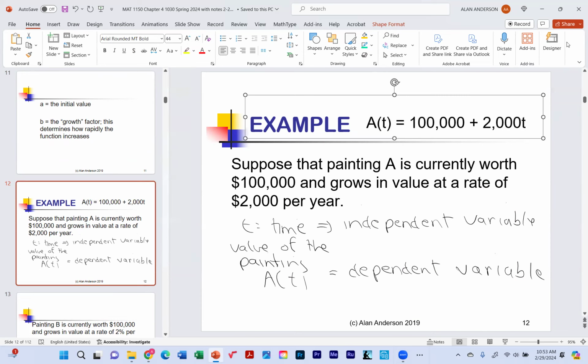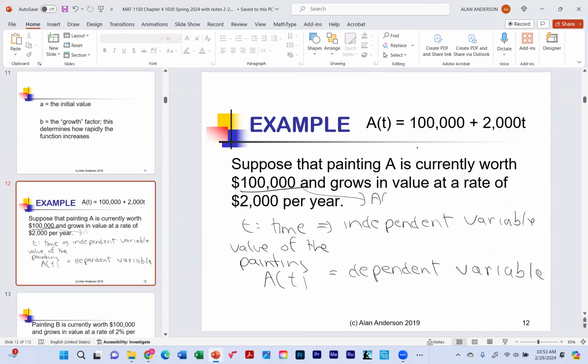Okay, so in other words, what it's saying is that, by the way, since this is the initial value, this actually means A of 0. 0 means today. When we have a time variable like that, I just want to mention that 0 means right now or today. Then a number like, let's say 2 would mean 2 years in the future. 3 would mean 3 years in the future. So a 0 means today. So the current value of the painting is 100,000, which implies that A of 0 is 100,000.